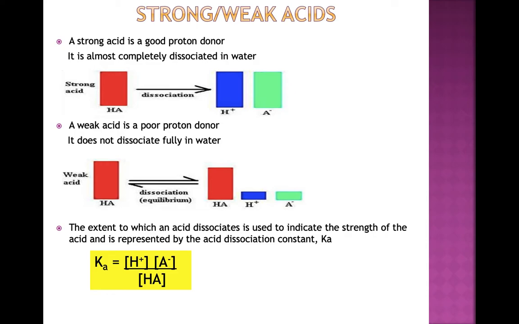And if you have a large Ka, that means that the equilibrium is going a nice bit over to the right, which means you're getting a lot of dissociation. And if you're getting a lot of dissociation, that means that you have a strong acid, as distinct from one that has a lower value of Ka. A lower Ka would indicate a weak acid. The larger the Ka, the stronger the acid. The smaller the Ka, the weaker the acid.